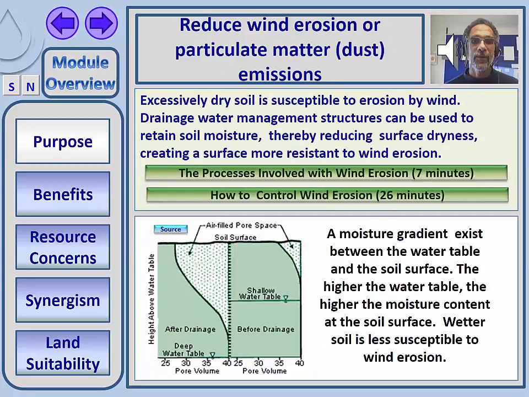Excessively dry soil is susceptible to erosion by wind. Drainage water management structures can be used to retain soil moisture, thereby reducing surface dryness, creating a surface more resistant to wind erosion.